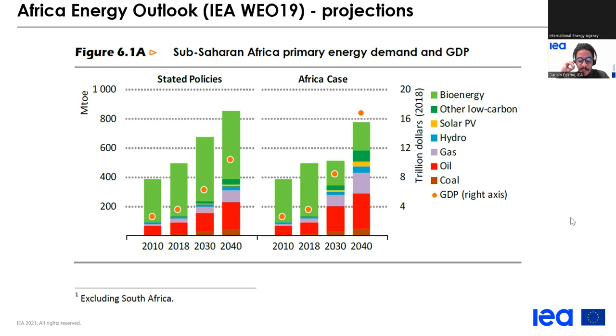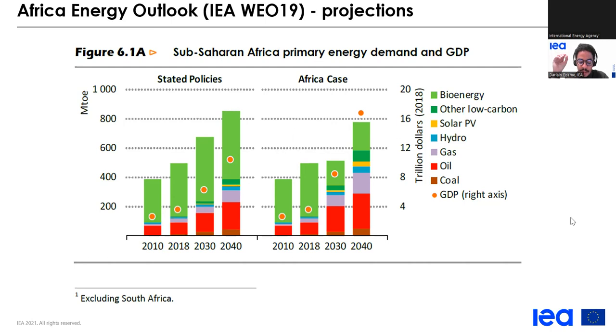And the difference between, for example, the chart on the left, which, as I said, is for the Stated Policies Scenario, and the Africa Case is that the Africa Case is a new case which was explicitly developed for the 2019 Africa Energy Outlook. It is a scenario which takes into account Agenda 2063, that I hope all of you know, but if you don't, it is the regional strategy developed by all the countries in the continent through the African Commission. And the goal of this Agenda 2063 is to drive policy implementation in order to have a prosperous Africa, based on inclusive growth and sustainable development.